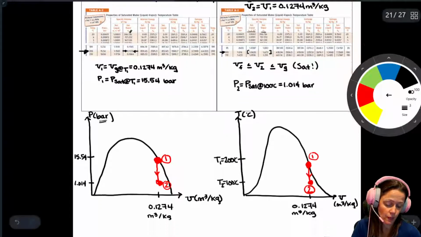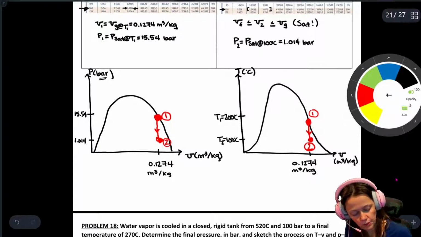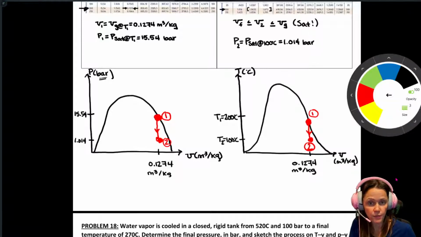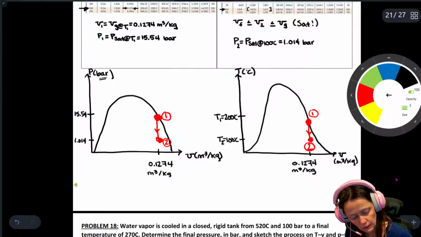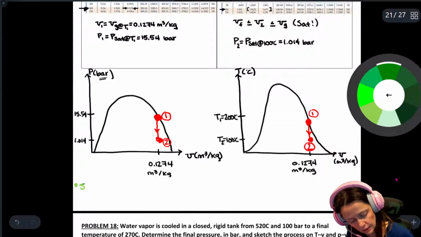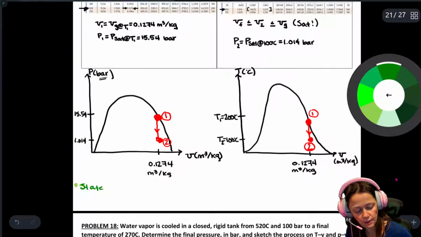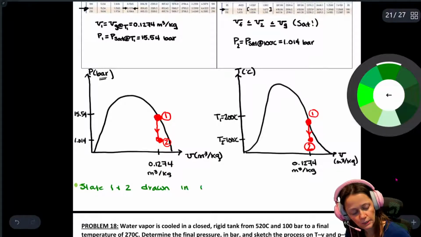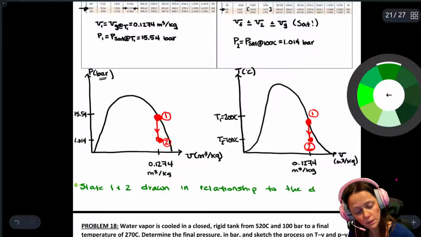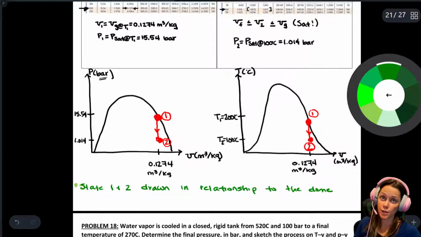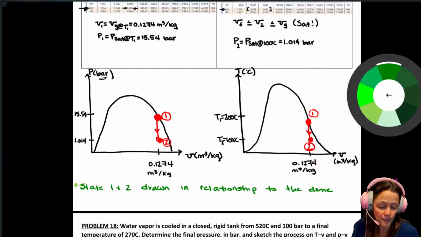And that's it. So what I'm looking for when I grade your TV and PV diagrams is state 1 and 2 in relationship to the dome. Is it on the dome? Is it under the dome? Is it to the left? Is it to the right? So make sure that dot is in the right place.